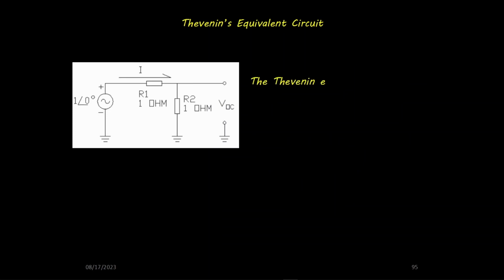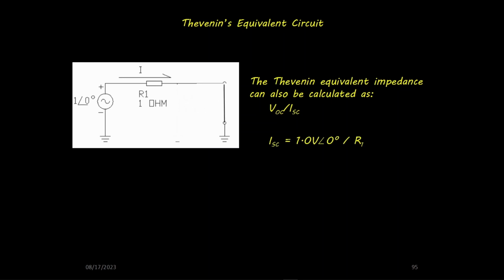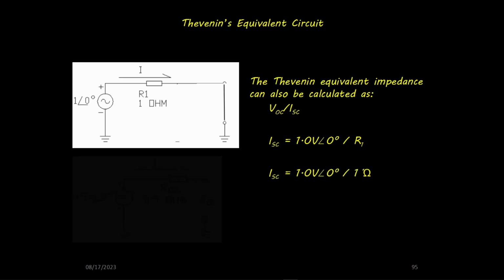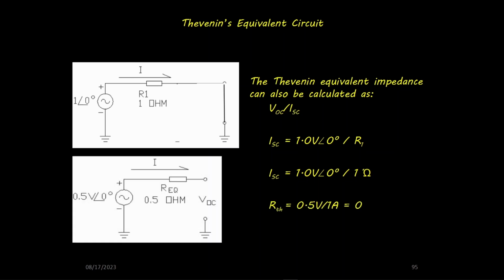The Thevenin equivalent impedance can also be calculated as the open circuit voltage divided by the short circuit current. The short circuit current, ISC, equals 1.0 volts at 0 degrees divided by R1. ISC equals 1.0 volts at 0 degrees divided by 1 ohm, equals 1 amp. R Thevenin equals 0.5 volts divided by 1 amp equals 0.5 ohm.